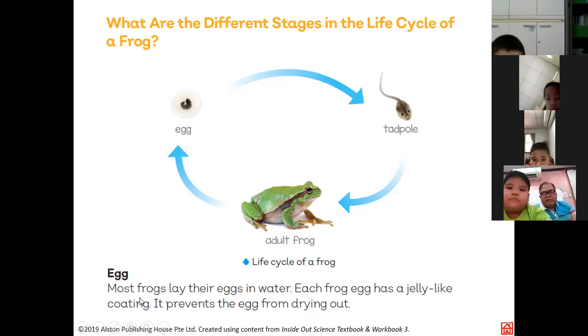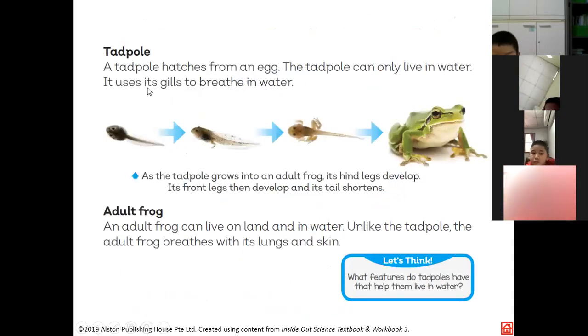Okay, now egg. Most frogs lay their eggs in water, so each frog egg has a jelly-like coating. It prevents the egg from drying out. So the frog, they lay eggs in the water. And tadpole hatches from an egg, and the tadpole can only live in water. It uses its gills to breathe in water. So that means the tadpole, they cannot survive on land. They only survive in the water. And they have gills right here. They're like a fish. They have gills here so they can breathe.